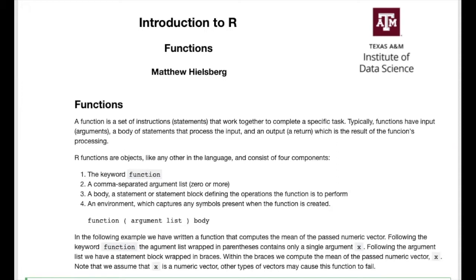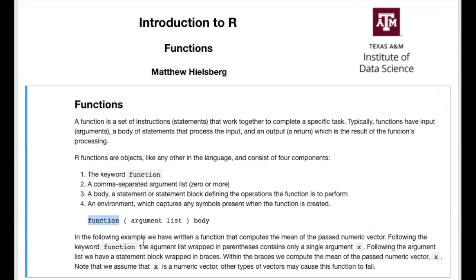Additionally, functions are objects in R. And in addition to statements that make up the actual function, function objects include an environment, which captures any symbols present when the function itself is created. And we'll talk more about what that environment is later in this video. To write a function in R, we'll use the function keyword, followed by an argument list in parentheses, and then finally the body of the function, which is a statement or a compound statement.